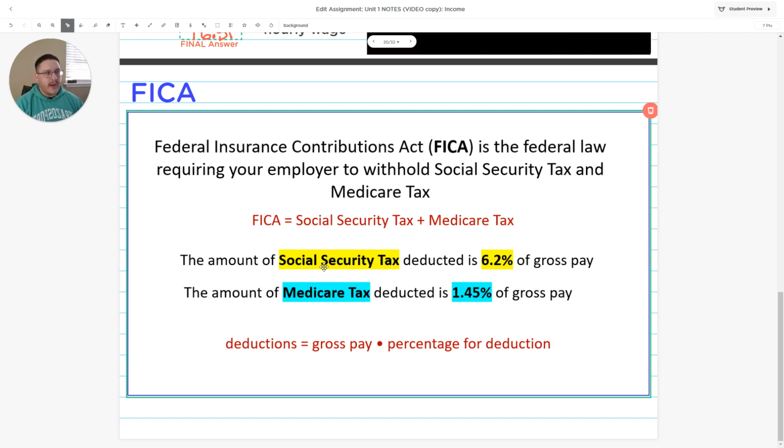Now the percentage amount of Social Security tax deducted is 6.2% of your gross pay. The amount of Medicare tax deducted is 1.45% of gross pay. So again, deductions equals gross pay times the percentage for that deduction in this scenario.